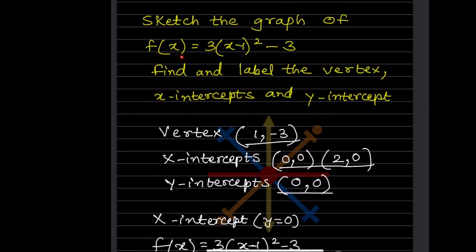Sketch the graph of f of x is 3 into x minus 1 whole bracket square minus 3. Find and label the vertex, x-intercepts and y-intercept. So for this one, f of x is given and you have to find the vertex. This is in the form of a into x minus h whole bracket square plus k. This h and k are the vertex. So from this, what can you write here? h will be 1 and k is going to be what? Minus 3. So here you can write minus 3 for this k.